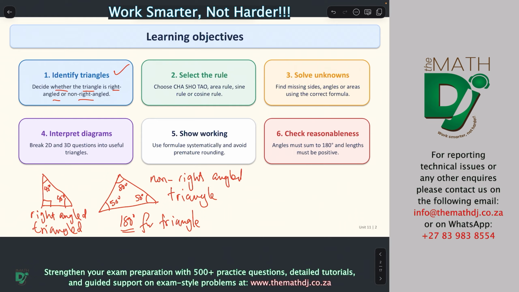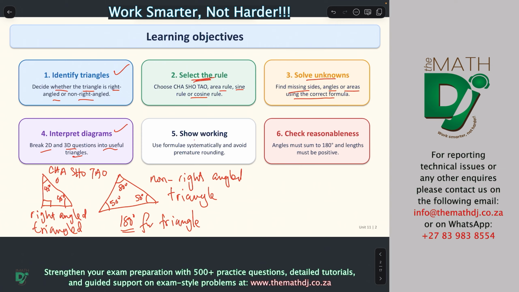Then, based on that, we select the rule, which is the second step. If it's a right angled triangle like this one, then you can use the SOH CAH TOA rule. If it's not, then you can use the area rule, sine rule, and cosine rule, depending on which values you are given. Then you can solve for the unknowns, finding missing sides, angles, or areas using the correct formula. We're also going to interpret diagrams and break 2D and 3D problems into useful triangles.